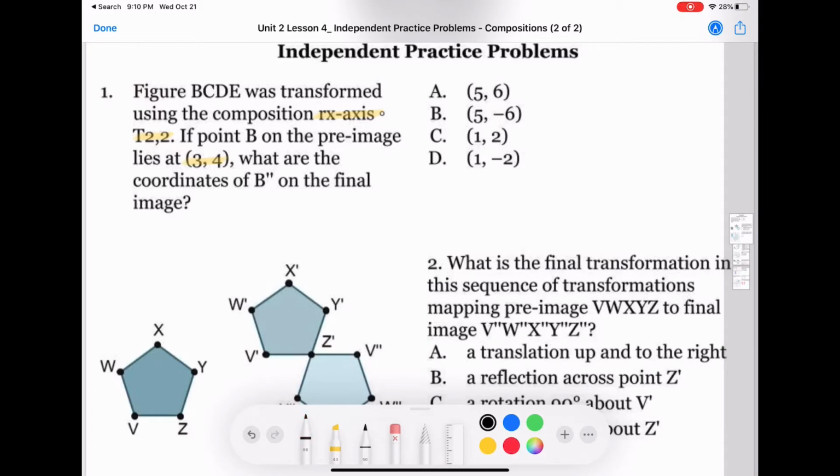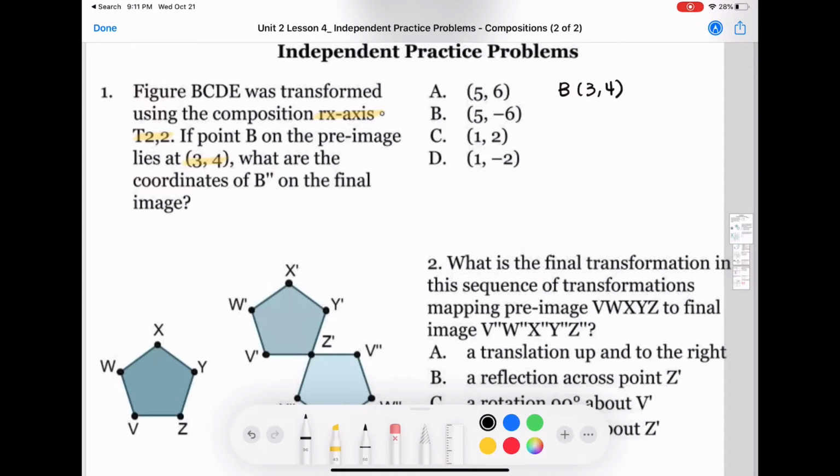So we have been given our original coordinates of B on the pre-image. We have also been given our different transformations that compose our composition. So what we want to do is go ahead and identify these different mapping rules. The easiest way for us to identify these mapping rules is to go back and reference our rigid transformations foldable.